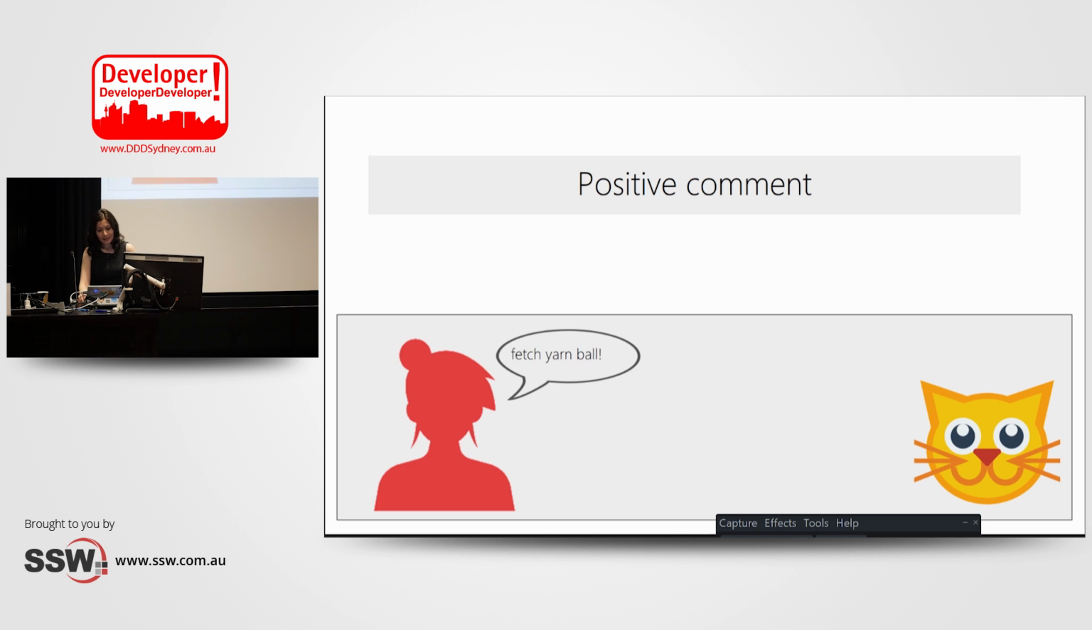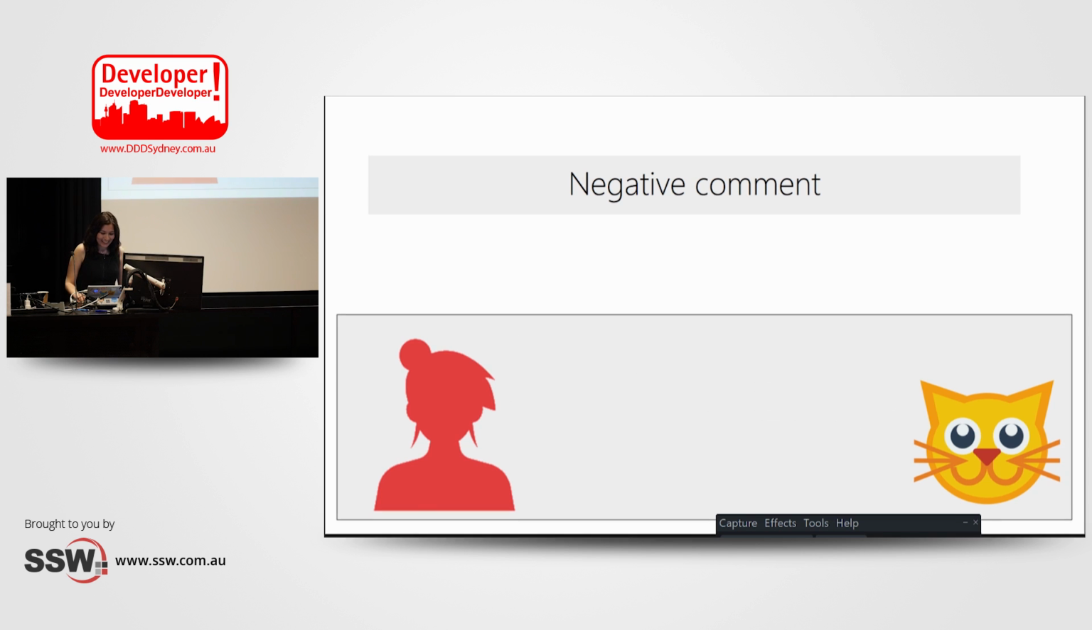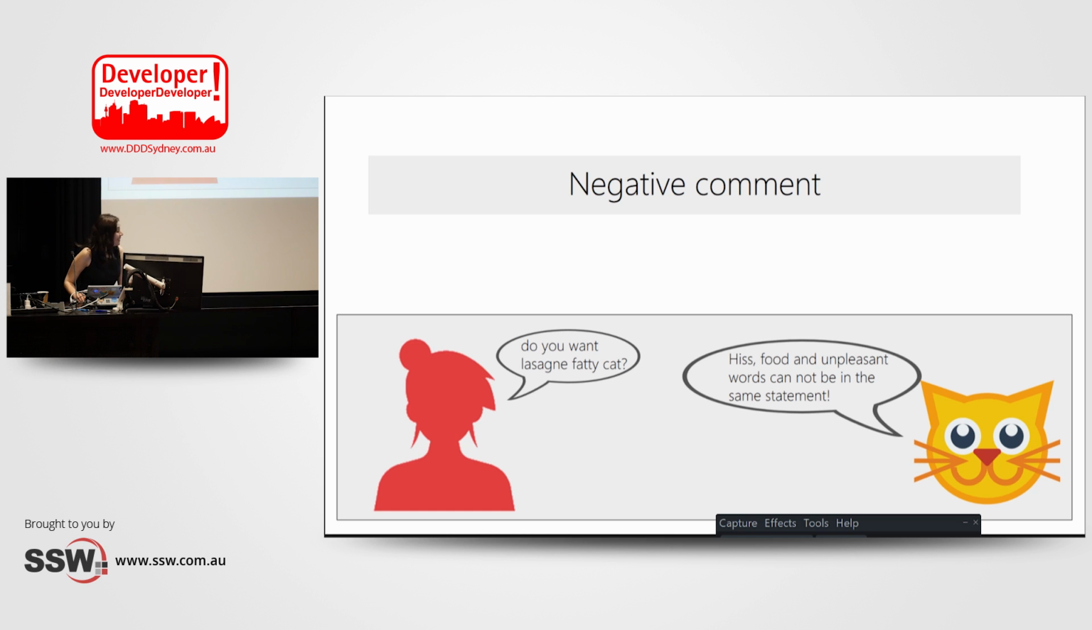All right, so if I say fetch yarn ball, I get this message. If I say do you want food, I get a different message. If I say fetch yarn ball ugly cat, the intention is still playing with the cat, but it's in an insulting way, so I return a very meaningful message. Or if you say, do you want lasagna fatty cat? Then I return a relevant message.